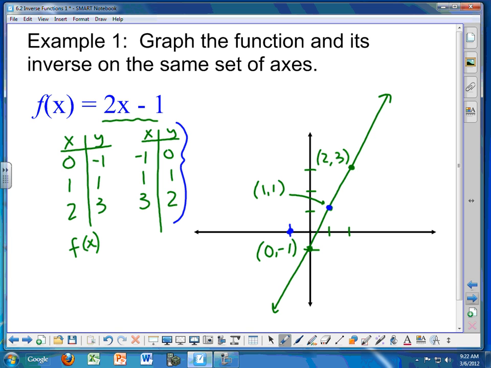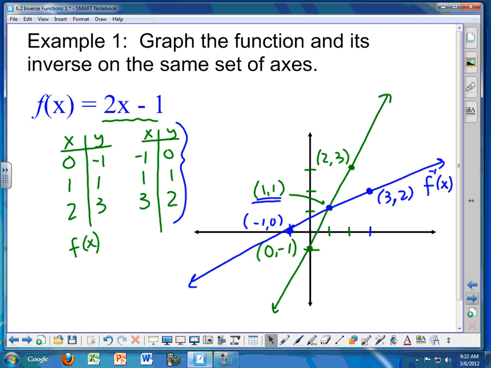1, 1 is right on top of the other one, and 3, 2 is here. And notice that this line goes in this direction. This would be considered f inverse of x, where the original problem is there. So here we have the point 3, 2. And again, these are the opposite ordered pairs, negative 1, 0. And notice that 1, 1, since it has the same x and y value, it just stays right there.